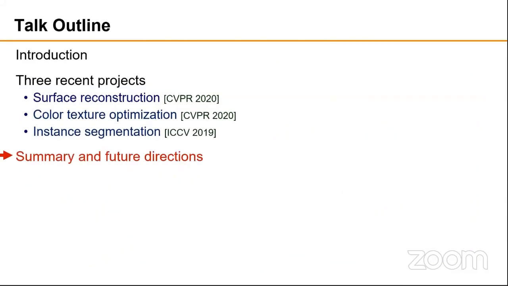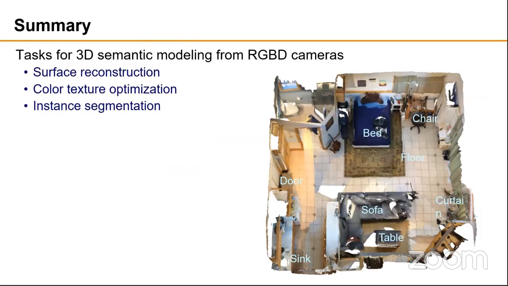In summary, I touched on 3 recent problems for 3D semantic modeling from RGBD cameras, including surface reconstruction, color texture optimization, and instance segmentation. These projects are part of a broad set of related topics investigated by our group and others in the past few years. However, 3D scene understanding is a dynamic field, and there's much need for future work.